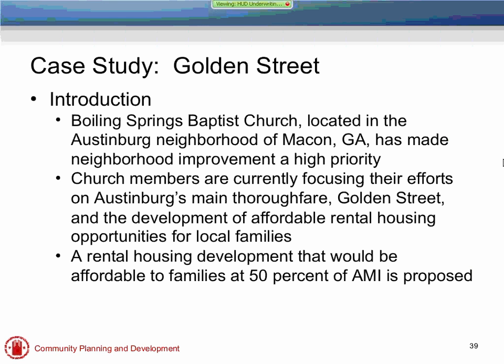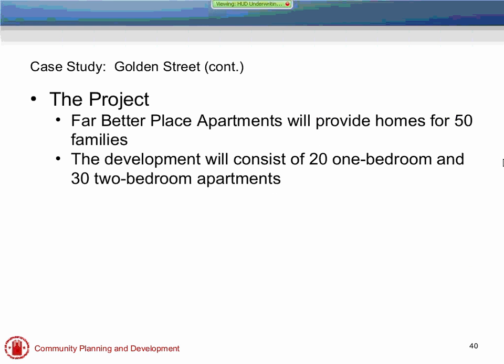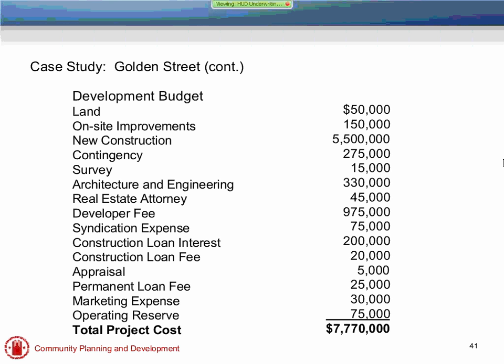The project, A Far Better Place Apartments, will provide homes for 50 families. The development is going to have 21 one-bedroom and 32 two-bedroom apartments. Here we have a development budget that includes a lot of the pieces we've talked about. We have our land, our on-site improvements, and our actual new construction at $5.5 million. For this example, they felt a 5% contingency was adequate, so $275,000 here for contingency.